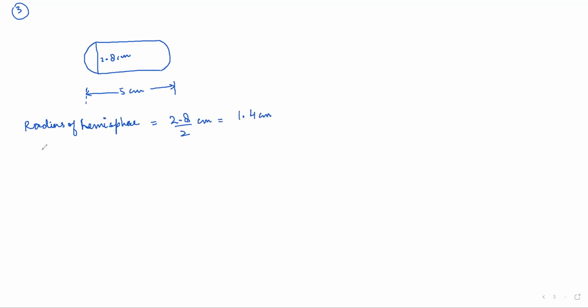Clear? Now come to cylinder. Sorry. So radius of cylinder, which is again 2.8 divided by 2 centimeter, which is 1.4 centimeter. Now let us find the height of the cylinder.